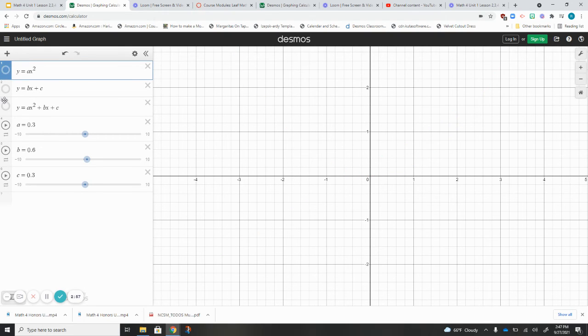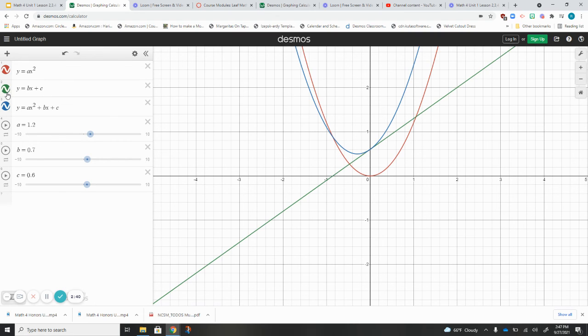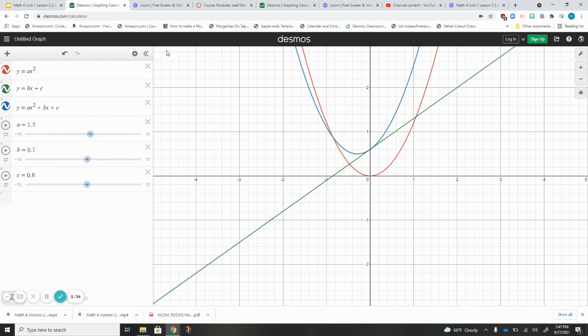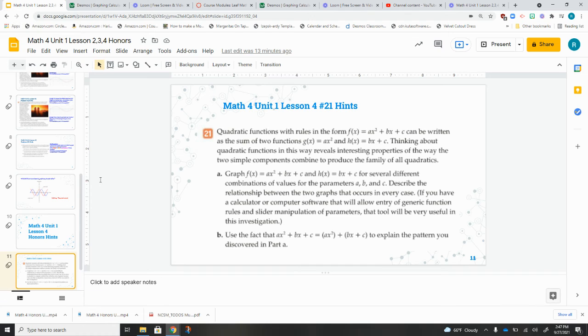If I turn those off and turn this one on, this is my actual function. You can see the difference between how b and a affect that graph, and how c affects that graph. And then if you want to turn these back on again, you can play with a, b, and c. That's pretty much my only hint for this, because that's what the question is asking you to do.